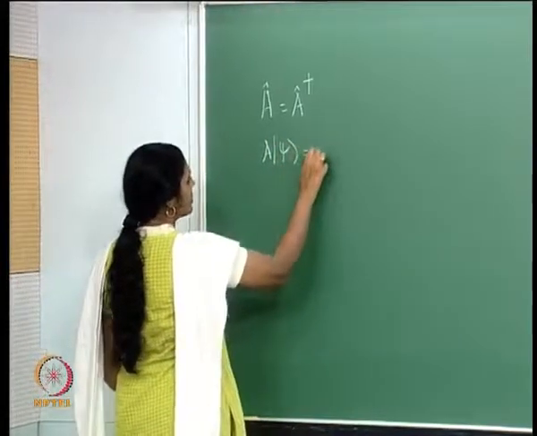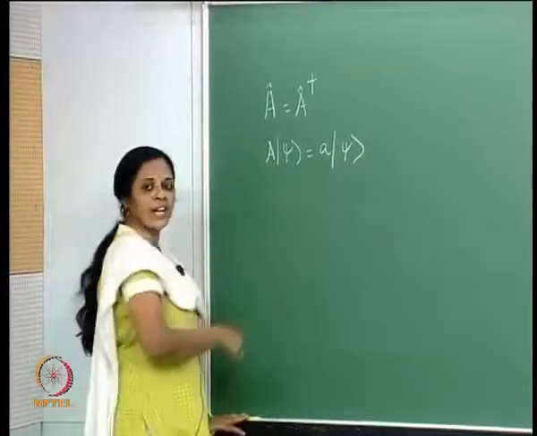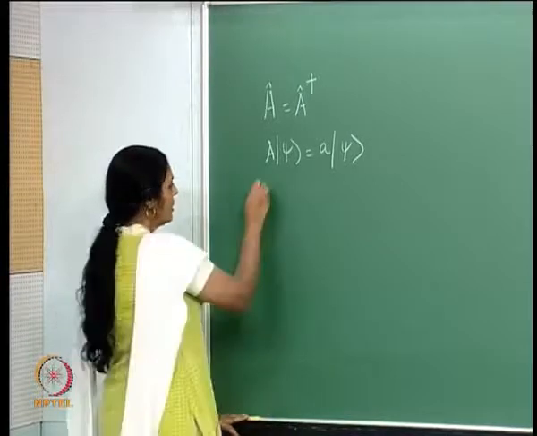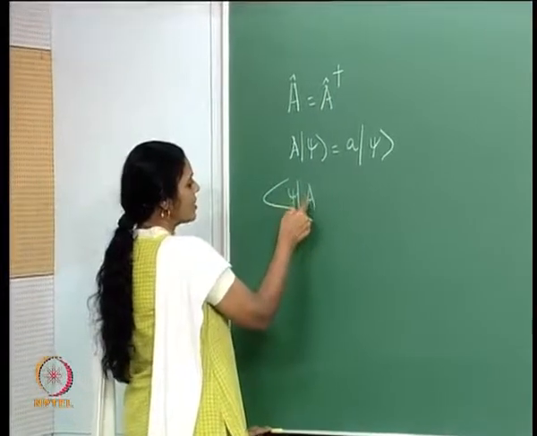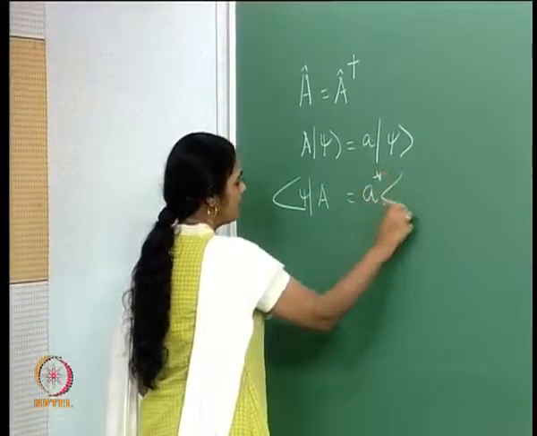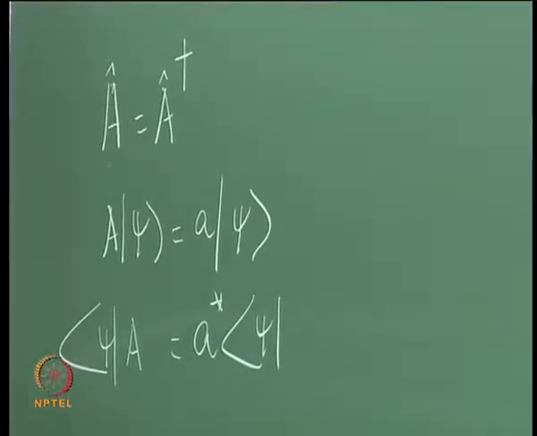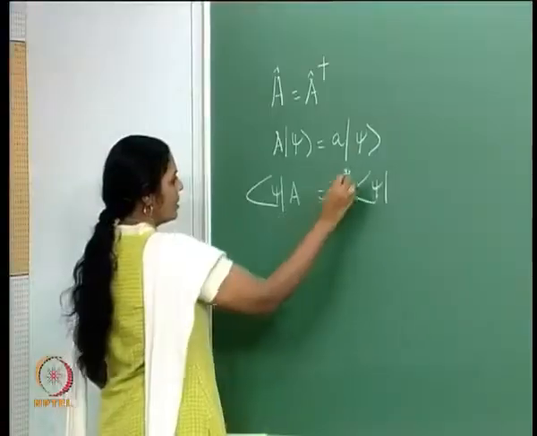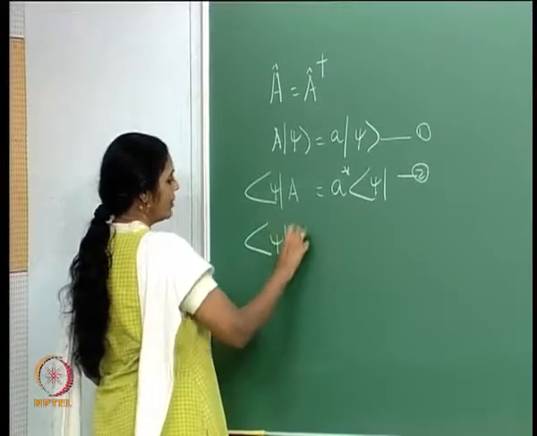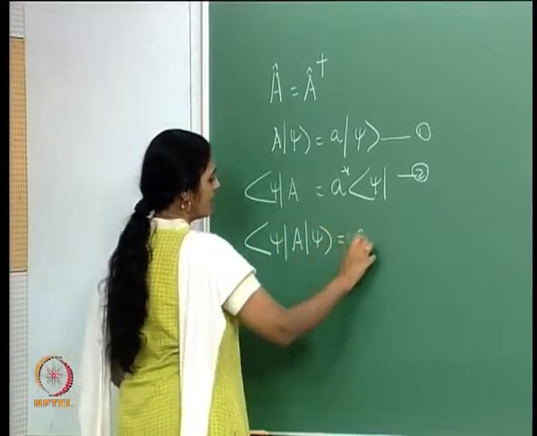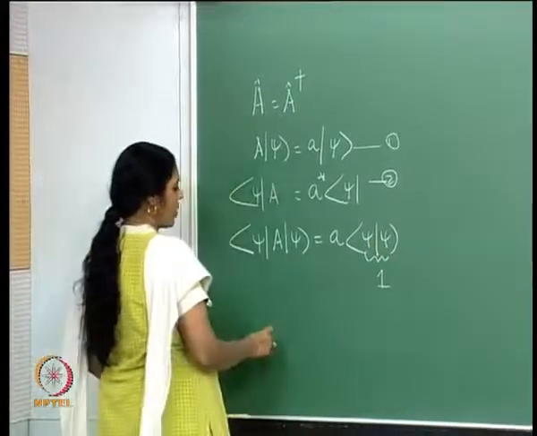Suppose psi were an eigenstate of A and the corresponding eigenvalue is little a, then surely this is true. If I take the dagger, since A dagger is the same as A, I have this. The aim is to show that a is equal to a star, and that can be simply done as follows. Start with equation 1 and do this. Let us imagine that psi is normalized to 1.